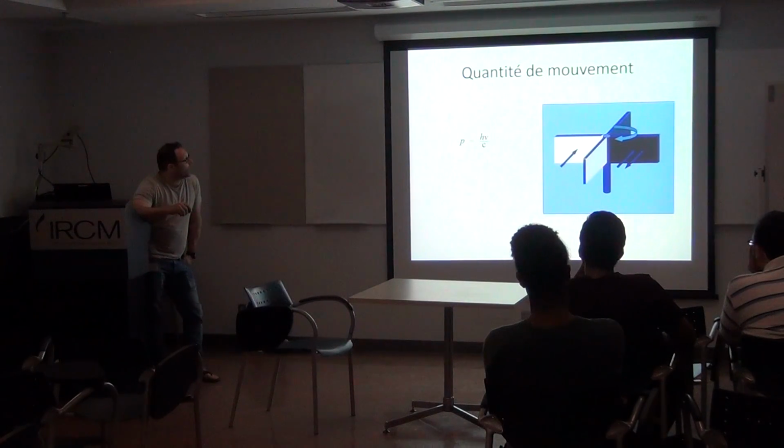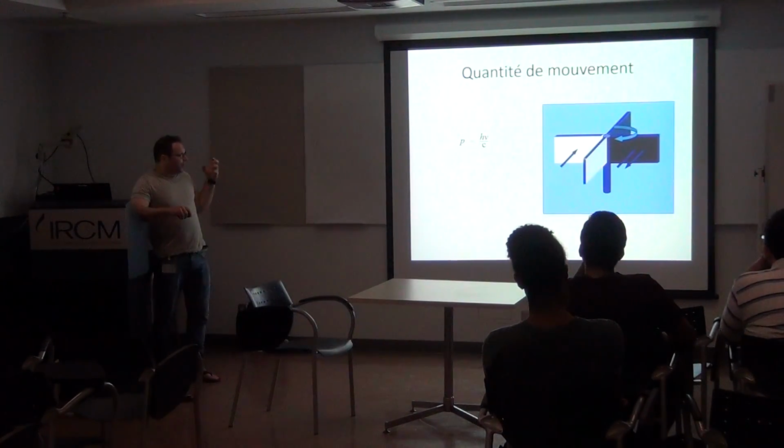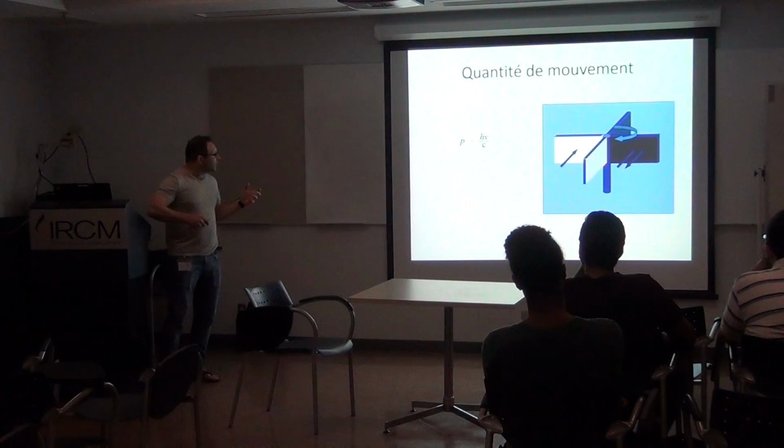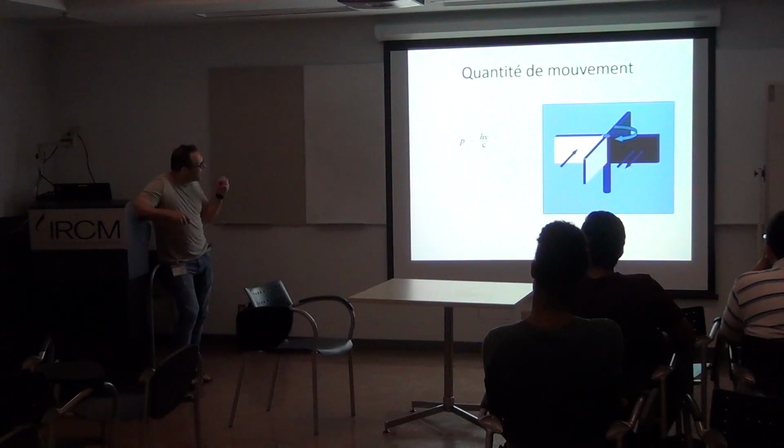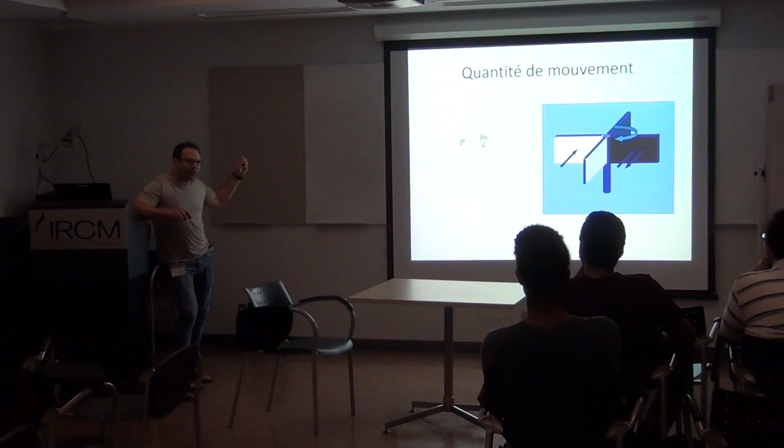And so light brings energy. It has what we call momentum in English, quantité de mouvement in French. The momentum of light is P, so it's the energy over the speed of light.